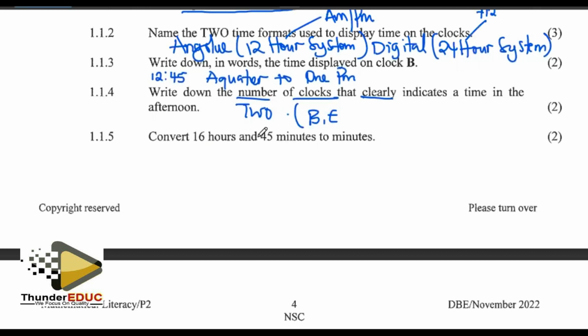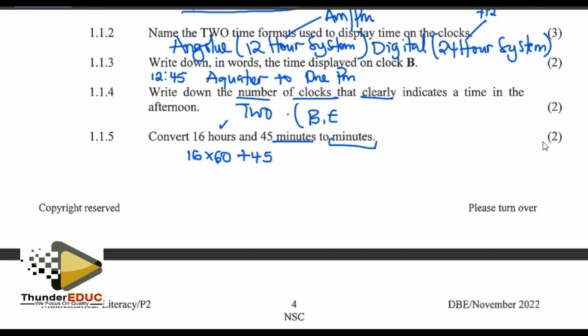Convert 16 hours, 45 minutes to minutes. In other words, these are already hours. These are minutes. We don't need to change them. Why? Our main aim is to have minutes. So remember, these are 16 hours. We need them to become minutes, yet 1 hour has 60 minutes. Simply meaning, get the 16, multiply by 60. We are trying to make them become minutes.